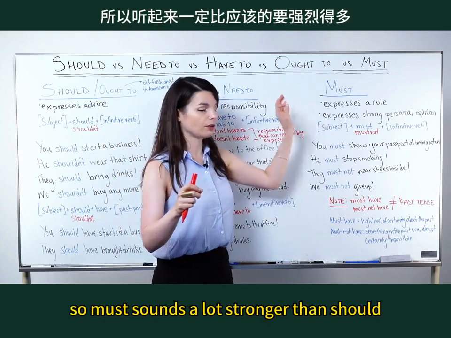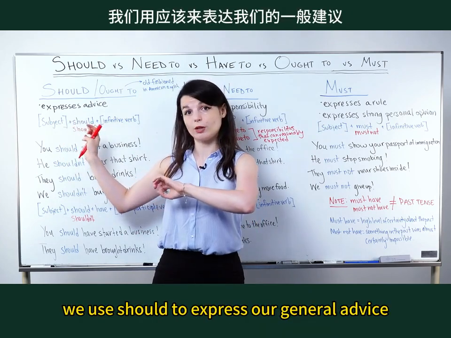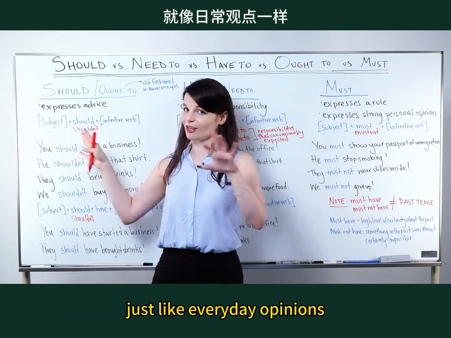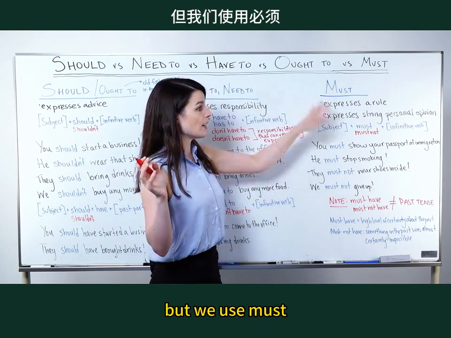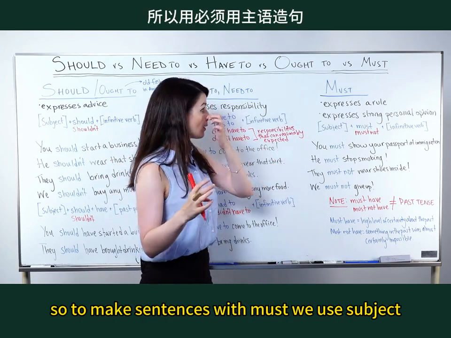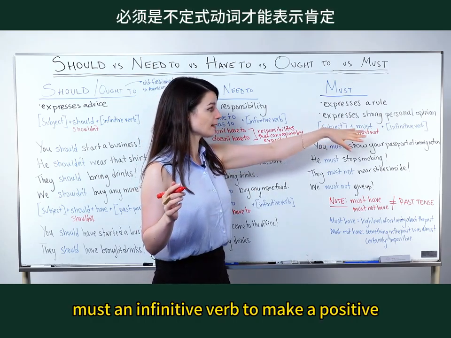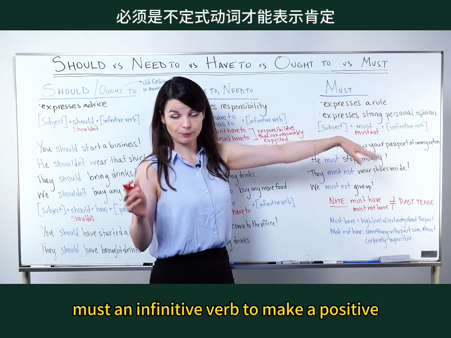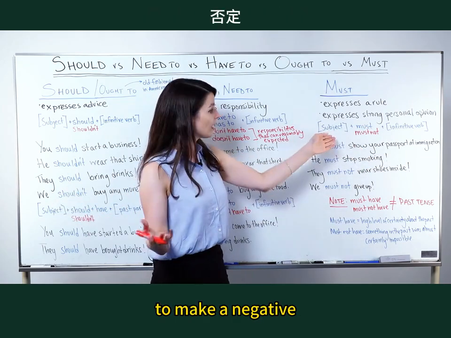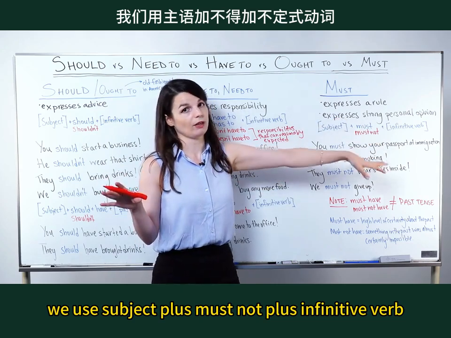So must sounds a lot stronger than should. In most cases, we use should to express our general advice, just like everyday opinions. But we use must when we have something really strong that we need to share. So to make sentences with must, we use subject plus must plus an infinitive verb to make a positive. To make a negative, we use subject plus must not plus infinitive verb.